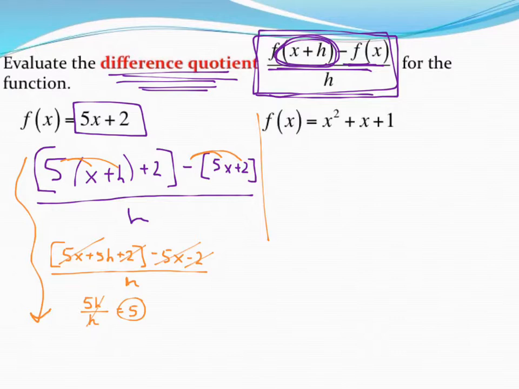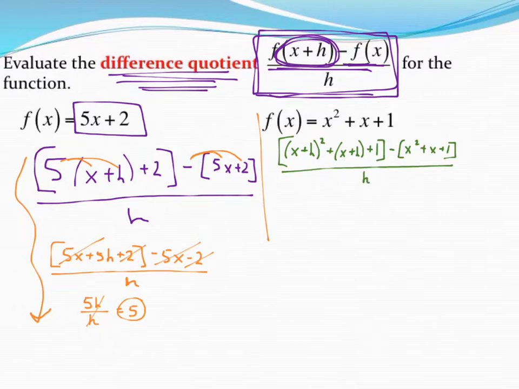So once again, we're going to start by replacing all the x's with x plus h. So this time there's 2 of them to replace. So everywhere you see an x, just go x plus h instead, squared, plus, we're going to replace that with x plus h as well, and then plus 1. And again, throw that whole thing into brackets. And then after that, we're going to subtract, just rewrite the original problem. So x squared plus x plus 1. Okay, so the x plus h, we're going to subtract that from the original one. That whole thing is divided by h.